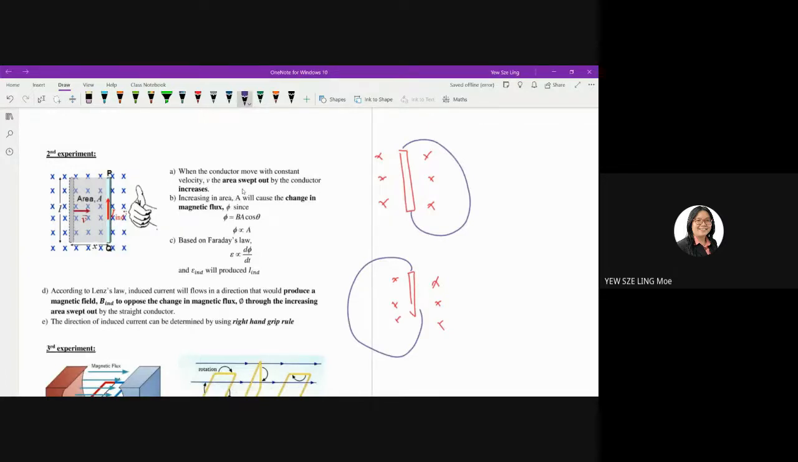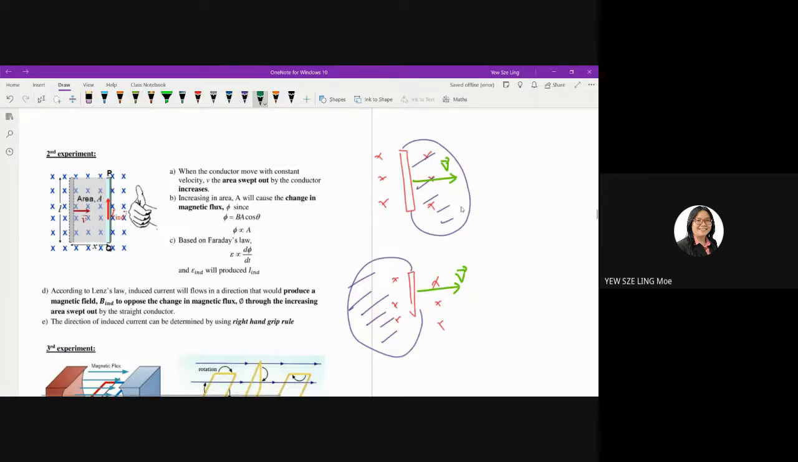Okay, so you're looking at what happens in this area. So let's say if you look at this diagram, according to the diagram, it tells you to move the conductor to the right hand side. Okay, so you move this conductor to the right hand side. This is your V. Okay, so these two examples, I'm going to show you both.